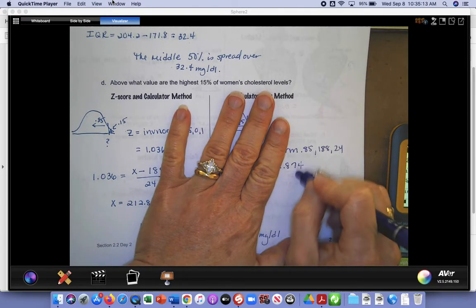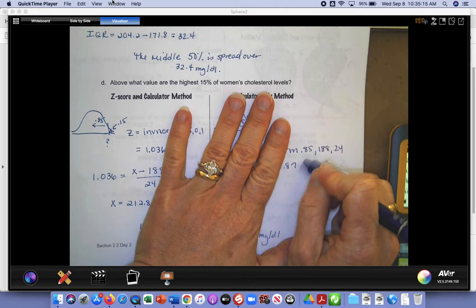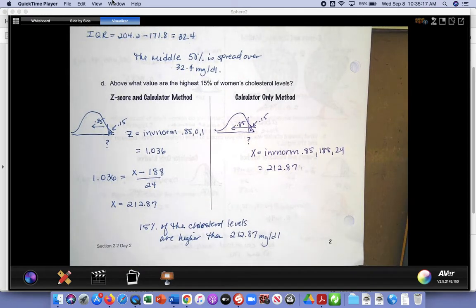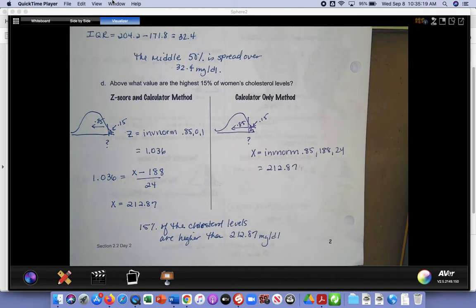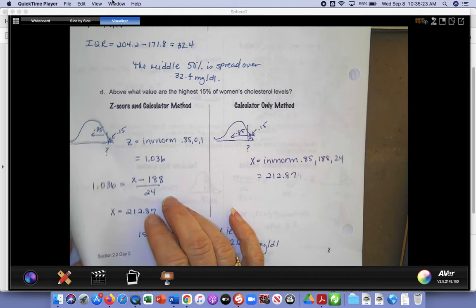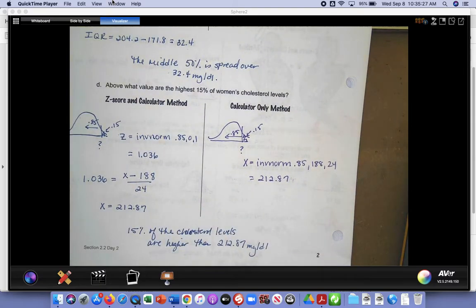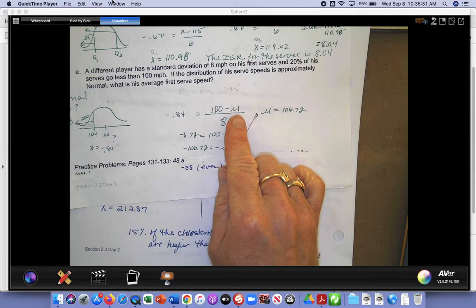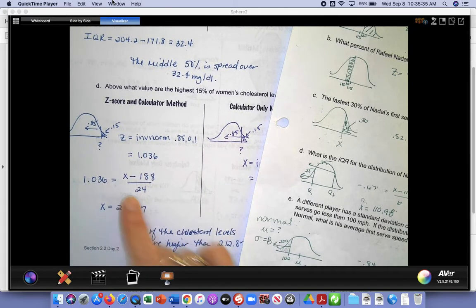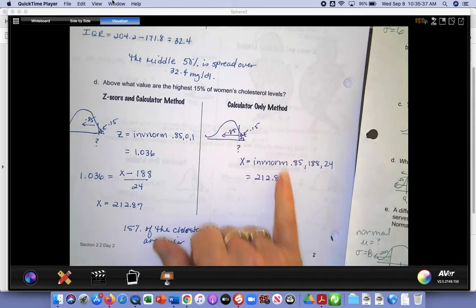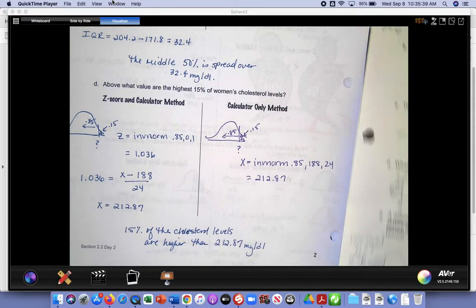Why did I keep 3 instead of 2? No idea, just because I did. All right. So again, you can pick either way. There are going to be times, like that last problem we did when we had to find the mean, where you are still going to have to use this method, because you can't use inverse norm if you don't have a mean.